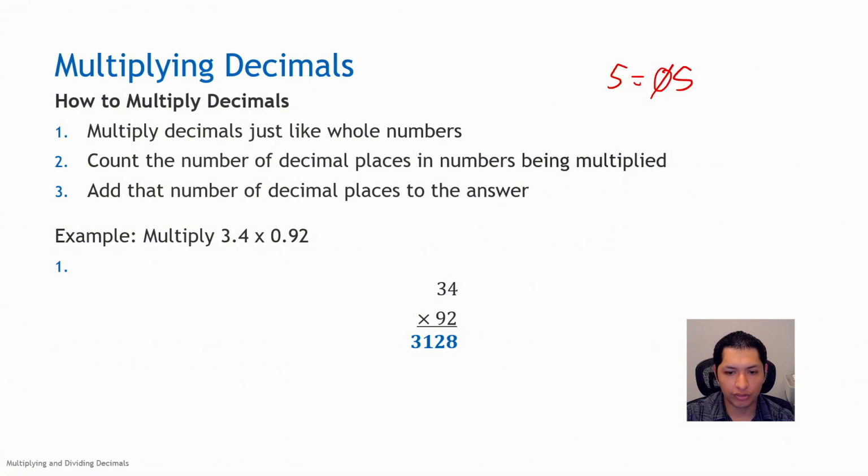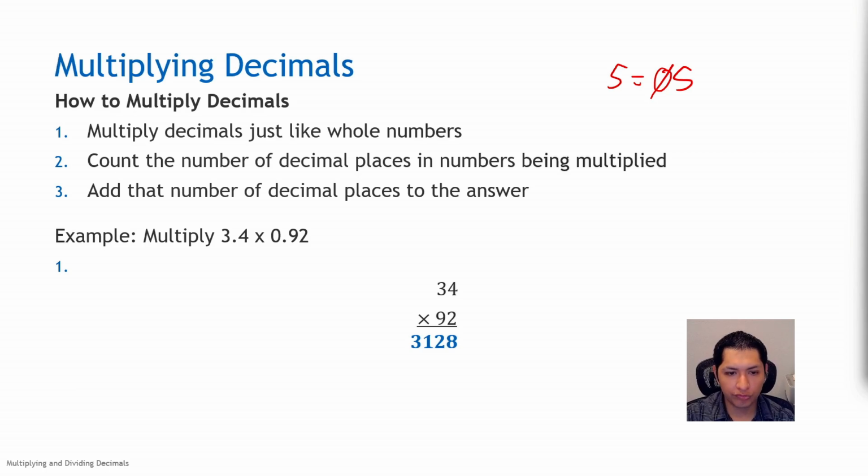When you solve this by hand or by a calculator, you get 3,128. I'm not going to be going over the hand calculation, that's in another video. This is a multiplication of decimals lesson, but you can do that hand calculation yourself if you would like for practice. Now we go to step number 2. We are going to count the number of decimal places in the numbers being multiplied.